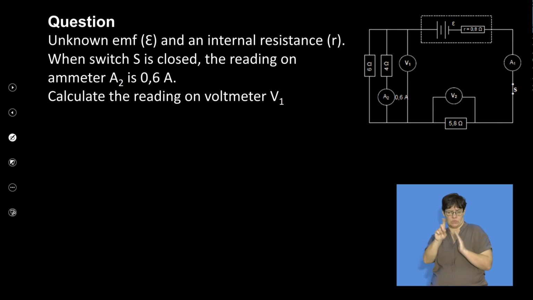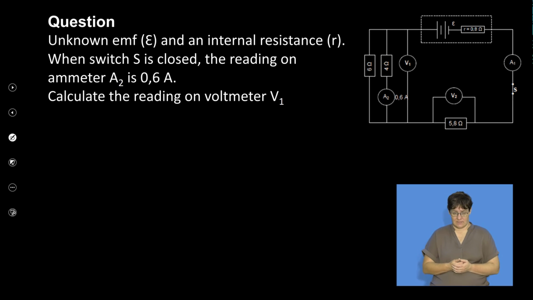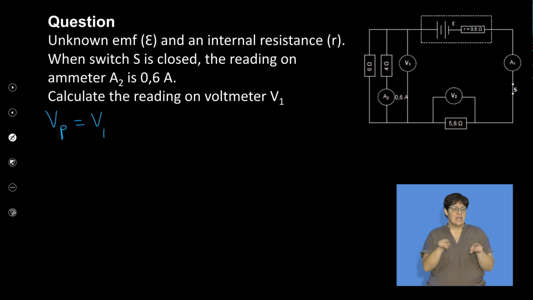So this is a straightforward and routine calculation. We need to ask ourselves, what exactly are we given, and what is it that we are looking for? According to this circuit, the current that goes through A2 is given as 0.6. Now this voltmeter V1 is equal to V parallel, so it measures V parallel, which is the voltage across the 4 ohm, which is also equal to the voltage across the 6 ohm.